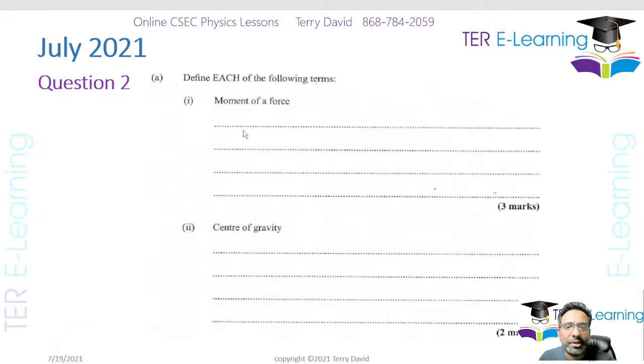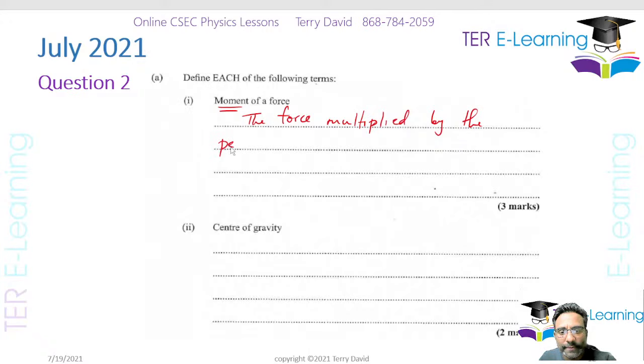So this one here, I heard some people got some trouble with this. So the first thing, define each of the following, the moment of a force. So the moment of a force, right, is the force multiplied by the perpendicular distance from the pivot, right? Simple, straightforward definition. Now the way the paper is, it's kind of hard to draw a sketch, but you could have drawn something like this.